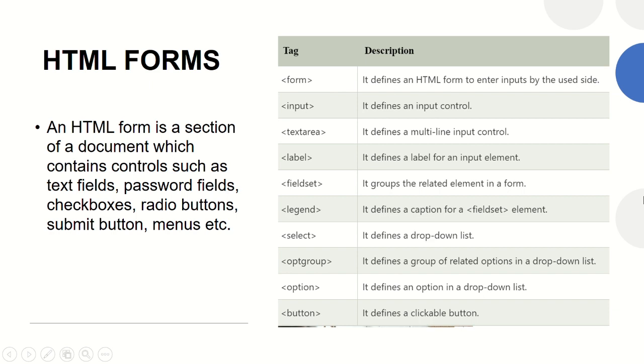The form tag defines an HTML form to enter input on the user side. Input defines an input control. Textarea defines a multiple line input control. Label defines a label for an input element. Fieldset groups related elements in a form. Legend defines a caption for the fieldset element. Select defines a drop down list. Option defines an option in a drop down list. And button defines a click button.